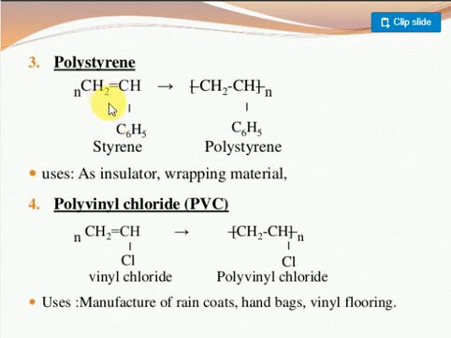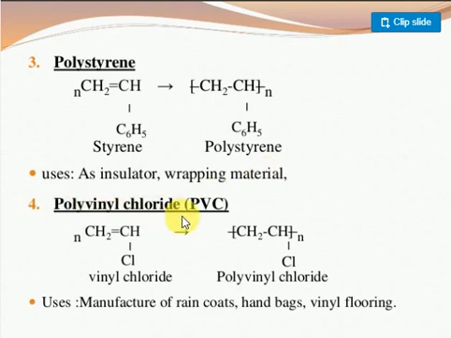Polystyrene. Look at polystyrene. Here in ethene, CH2, one hydrogen is replaced by benzene, called styrene. Look at the attachment: the benzene attachment is there. This is called polystyrene. Polystyrene is used as an insulator and as a wrapping material.